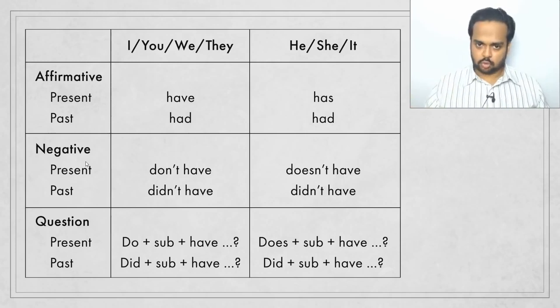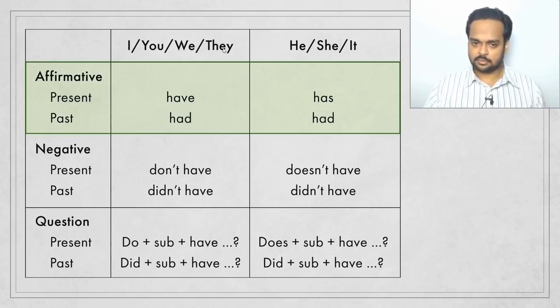We'll go over all of these rules, but for now, to understand the basics, we're just going to focus on the first section, affirmative sentences. Remember that affirmative just means positive statements. So what we see here is if the subject of a sentence is I, you, we, they, or any plural noun, then we use have as the verb. If the subject is he, she, it, or any singular noun, then we use has. Now, this is in the present. If we're talking only about the past, it's very easy. As you can see here, we use had for all subjects.